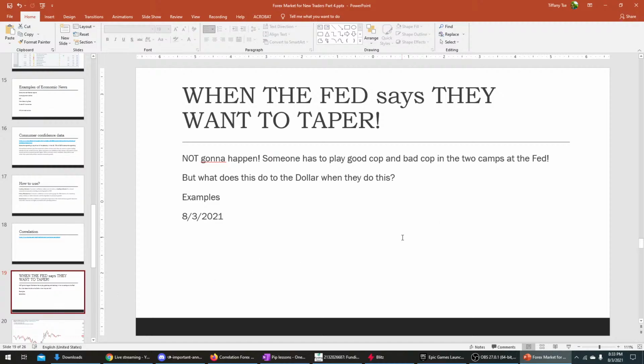And this is what I said: when the Fed says they want to taper, then it's not going to happen. Someone has to play good cop and bad cop at the two camps at the Fed. There's the Lex Luthor, Karashi, and Bullard, who are on different camps. So those two different camps are saying taper tantrum, and everyone's like, no, we're going to keep rates low. So those are the good cops and bad cops.